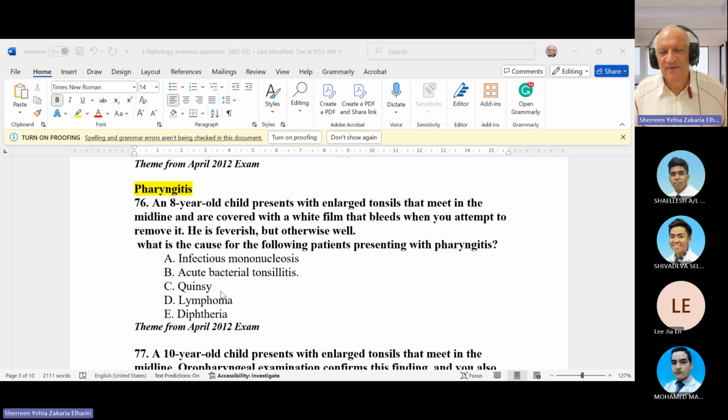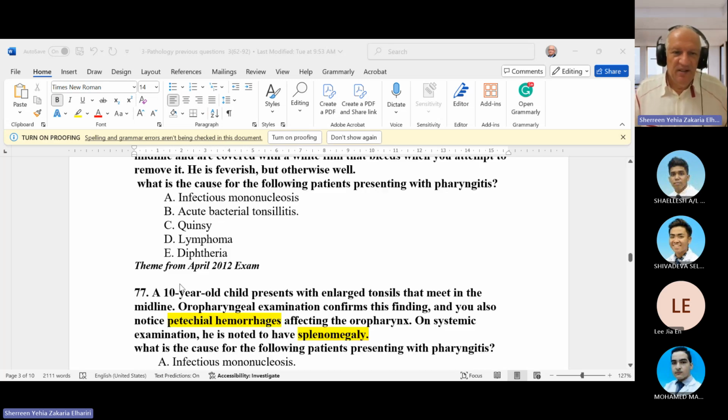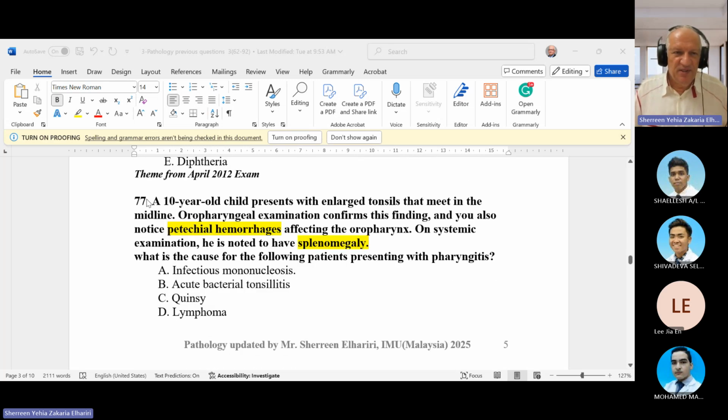So why is it not quinsy? Because quinsy is unilateral. So it is not a quinsy. Quinsy is unilateral. Okay. Maybe the next one is different.